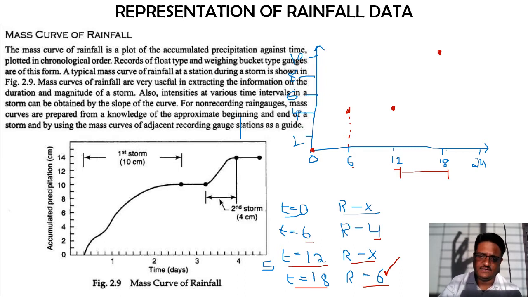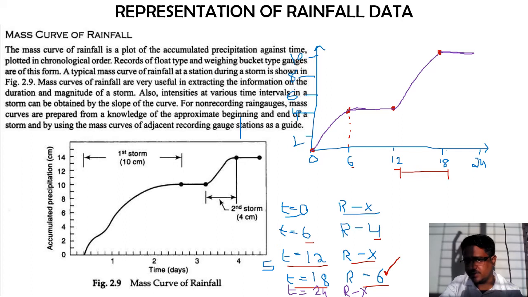Now with respect to this, if I draw this particular curve with a smooth curve, and again imagine the last one over here, we will do that. So at t equals 24 hours, that time also there was no rainfall. So in that case, till this 24 hour, the same horizontal line is going to remain, with the ordinate at the end.